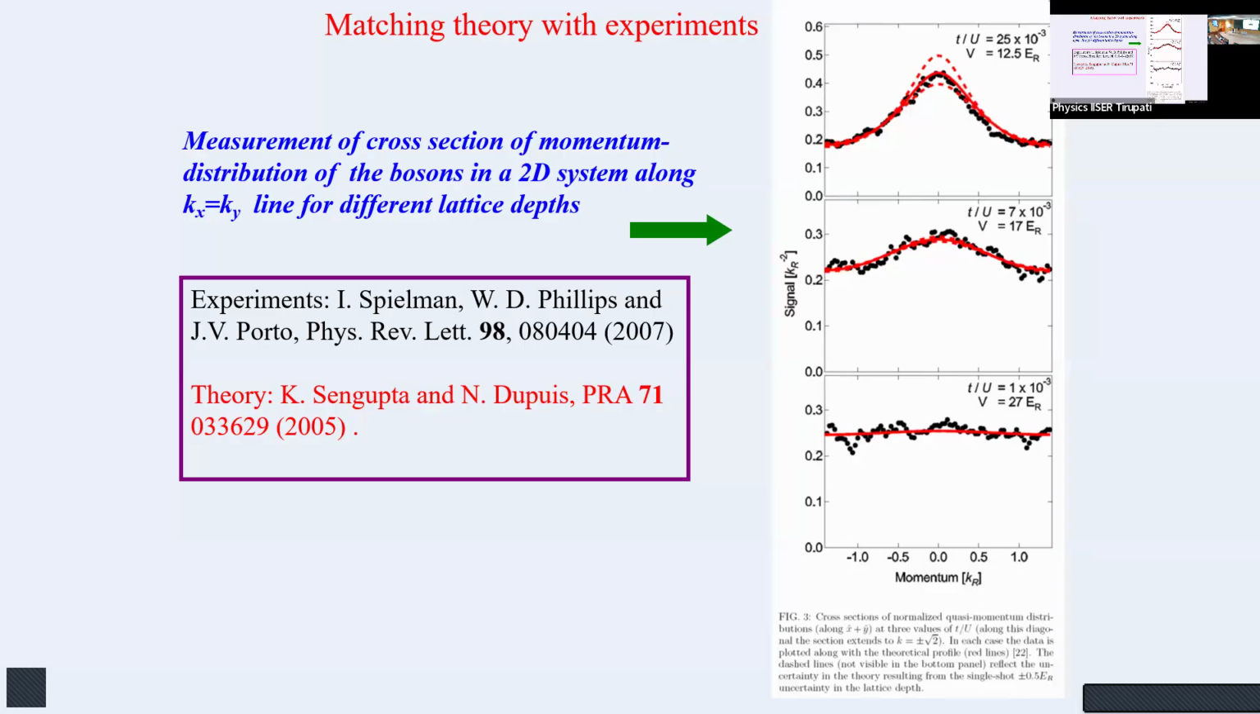This precursor peak grows as you go towards the critical point, and there's some theory that we did which was not too bad, looking at the data, and this had no fitting parameters. Okay. So yeah, that's what I wanted to say about this transition in the model.